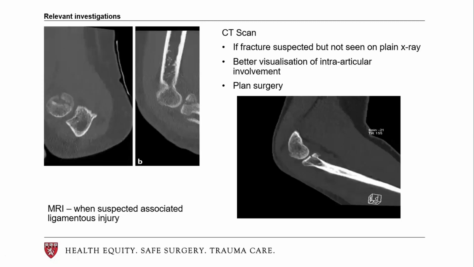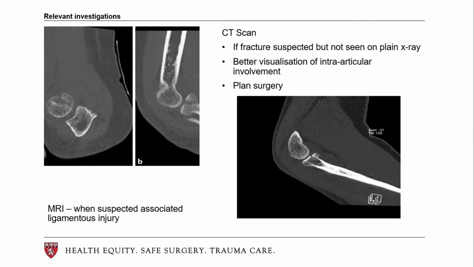If you have access to CT scan, it can be very useful, especially if you suspect a radial head fracture but are not able to see it on a plain x-ray. In case you can see a radial head fracture, CT scan gives you a better visualization of the intra-articular involvement. As you can see here, you are able to see the orientation of the fracture lines, hence plan how to apply the plate and screws.